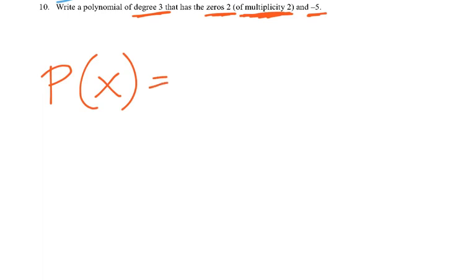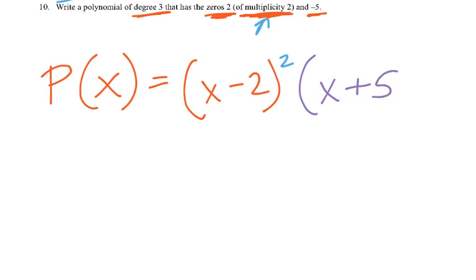The last thing we're going to do, and we only have 2 minutes to do it, is we're going to write a polynomial of degree 3, so its highest degree is 3, that has zeros 2, that has multiplicity 2, and negative 5. So we have a polynomial function of x. We know that we have a 0 that's 2, so we would write x minus 2, and it has a multiplicity of 2, so that would be squared. And then we would multiply that times x plus 5, because if I have x minus c and I have x minus negative 5, that's my c, that's the same thing as x plus 5.